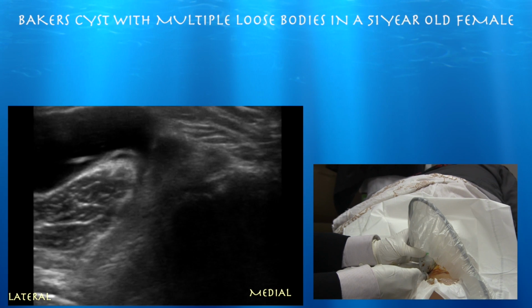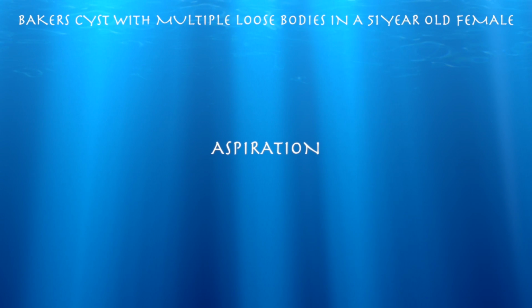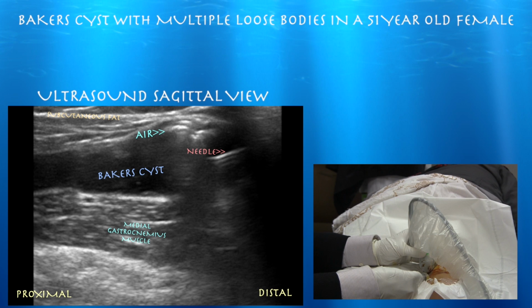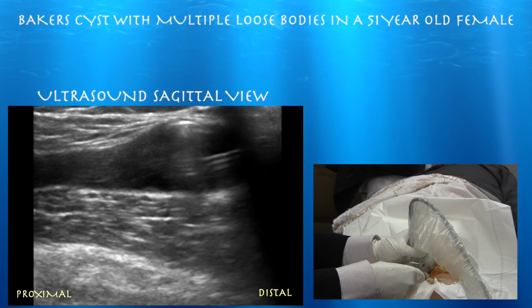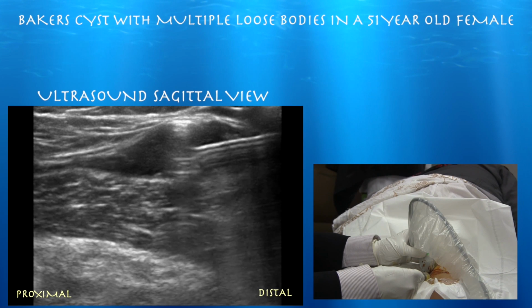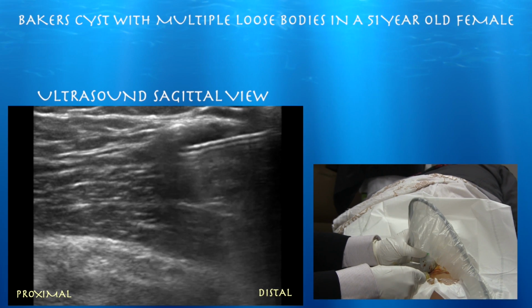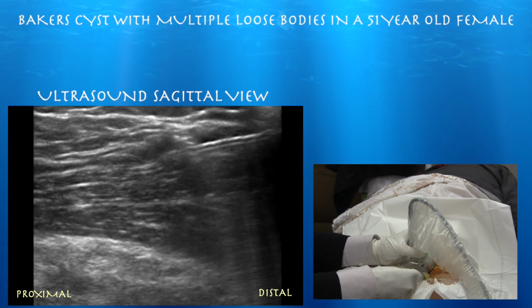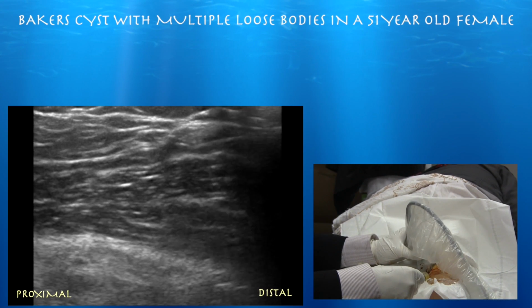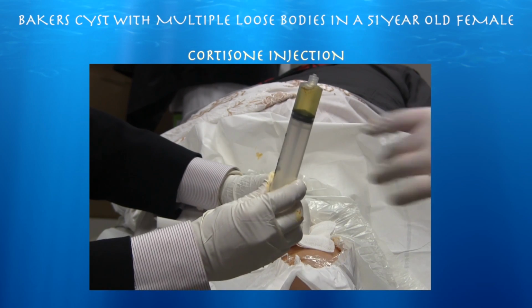And we're going to start our aspiration. There's a nice reverberation artifact of the needle, and the cyst drained pretty easily. You can see how the tissue converges around the needle, and ultrasound can help you keep your needle within the actual cyst while that tissue converges around it. Now we're just putting the cortisone in.